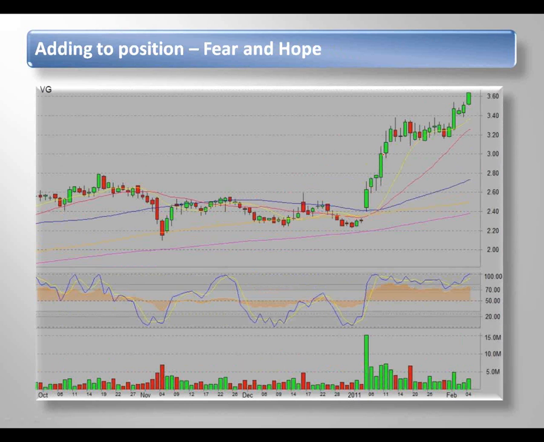Adding to position, we talked about this. I don't know why this slide came in here as a duplicate, but we'll see how this trade works out on Monday. Again, 5% position taken here. Here. We added to the position here.